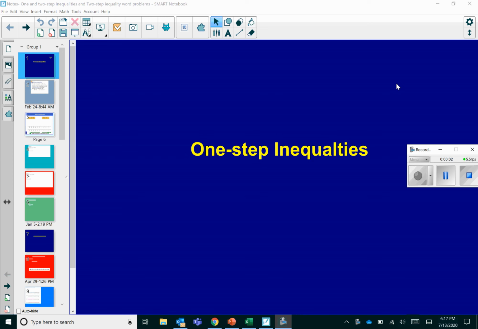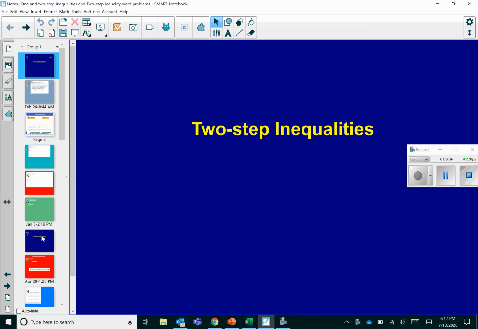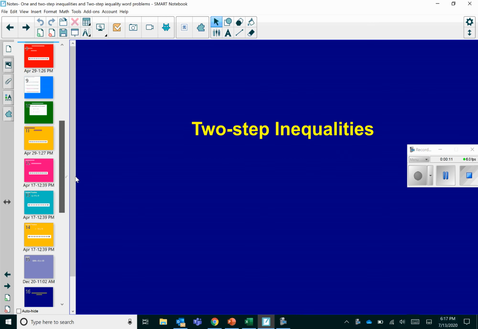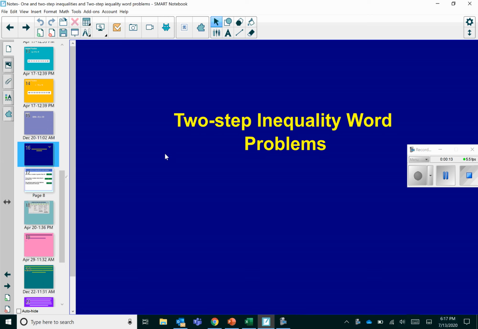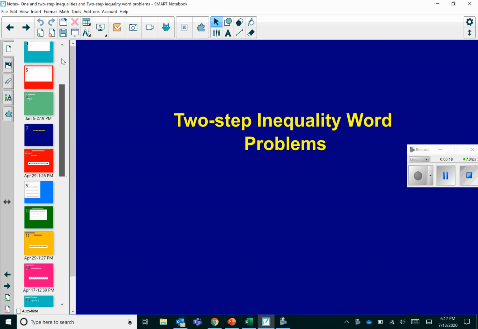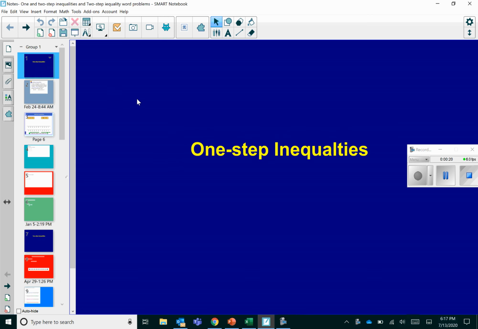Hello everyone. Today we're going to continue with inequalities. We're going to review how to solve one-step inequalities as well as two-step inequalities. And last but not least, we're going to do a bunch of two-step inequality word problems together. So let's start back with one-step inequalities.